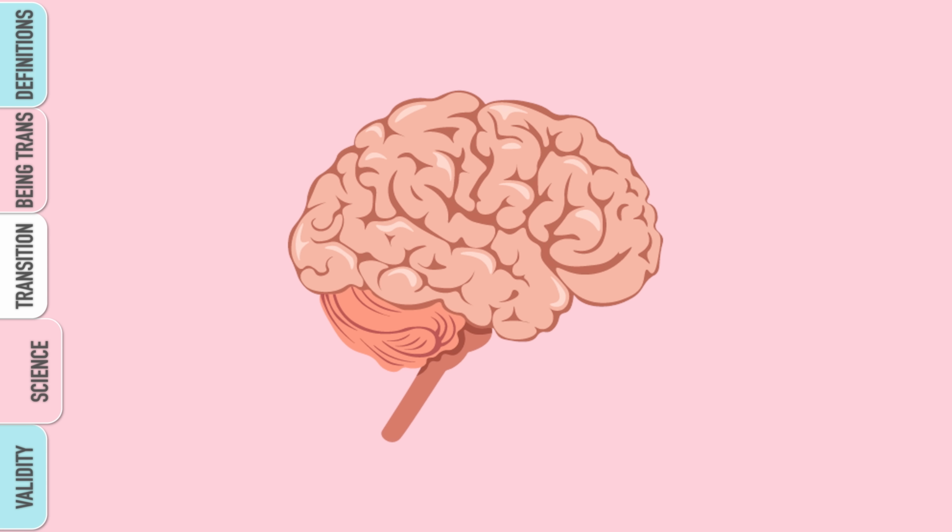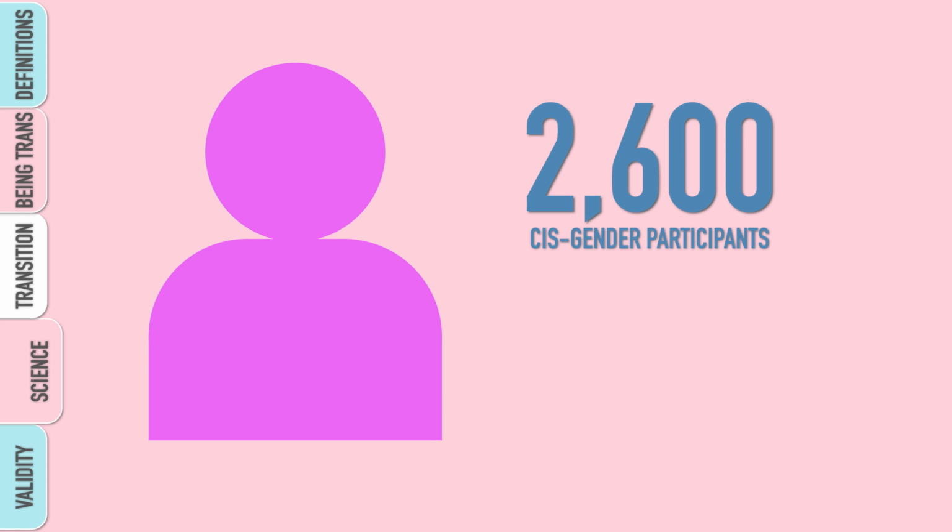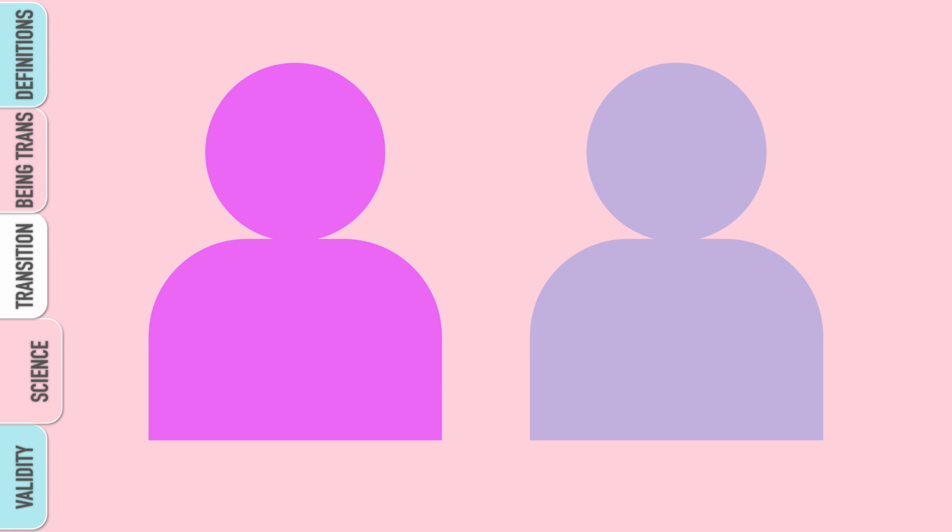This gave doctors and scientists a literal picture of their brain, much like you can see an X-ray of your bones. The researchers also had thousands of cisgender participants undergo the same MRI study to record brain activity, and then they compared the scans with those of trans participants.